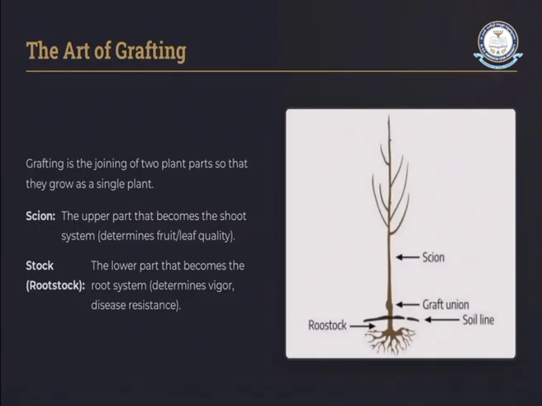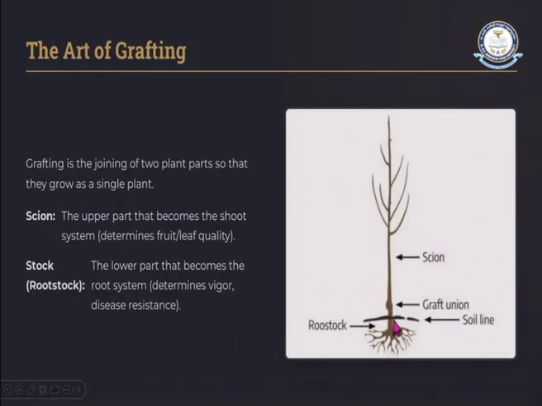Grafting is nothing but joining two plant parts so that they can grow as a single plant. Here in grafting, we are taking two plant parts and making them a single plant. The upper part is called the scion, the lower part is called the stock, or rootstock. Just above the soil line we see the graft union, where the scion and the stock have been united and tied. This is the graft union. This is the scion. The scion is the upper part that becomes the shoot system, and this rootstock is the lower part which will form the root system.